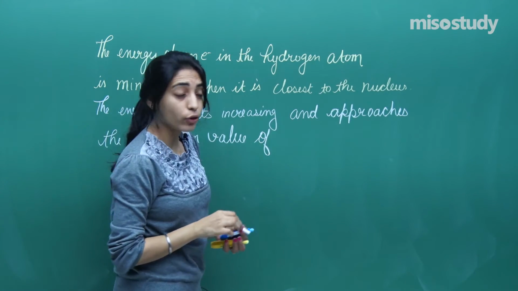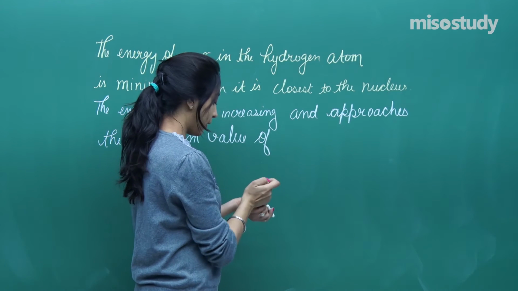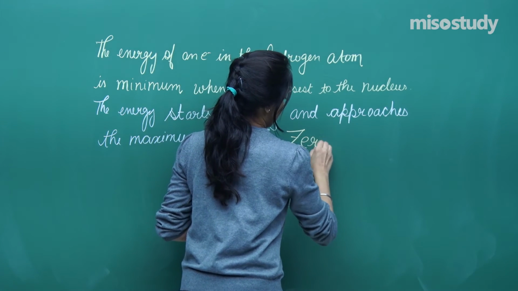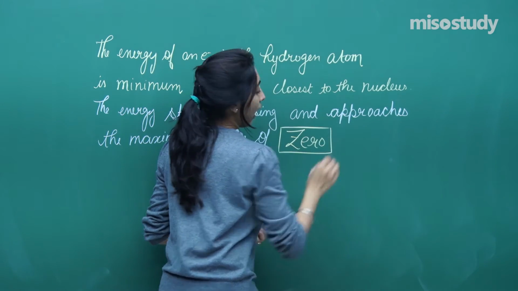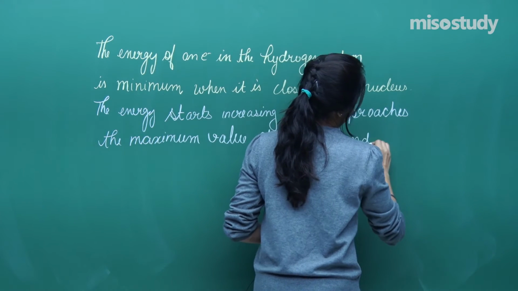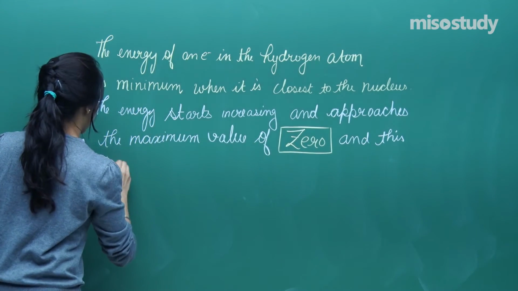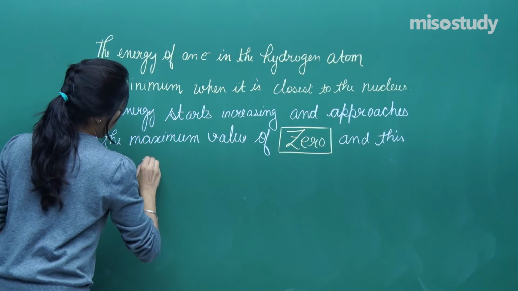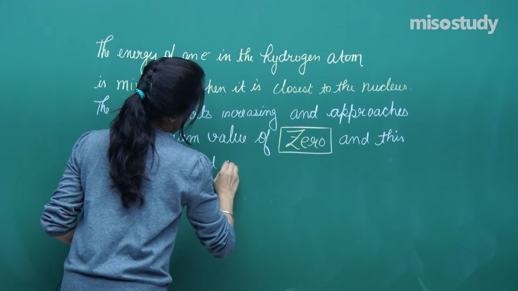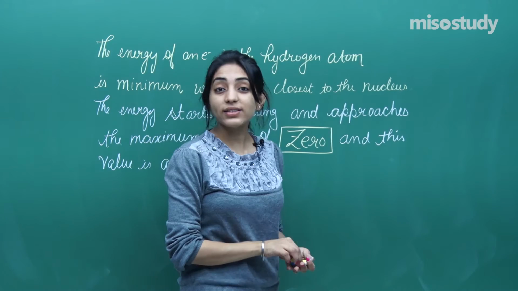Of 0. So the maximum value of the energy of an electron can be taken to be 0. And this value is attained at infinity. Right? What does this mean?